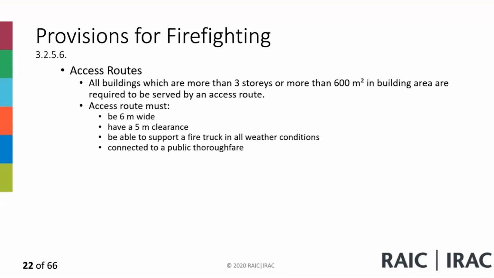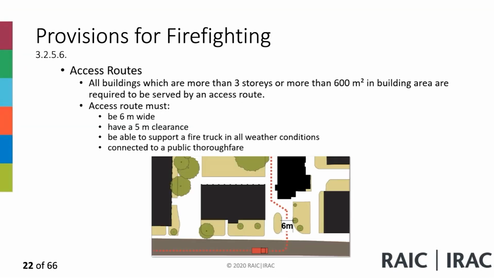So the access routes are pretty much addressed in 3.2.5.5, 3.2.5.4 and 3.2.5.6. These are all the articles related to the specifications for designing access routes. This is when you're doing your site planning. You also have to look at the access route for the fire department and how to position your building so that it can be within those specifications.